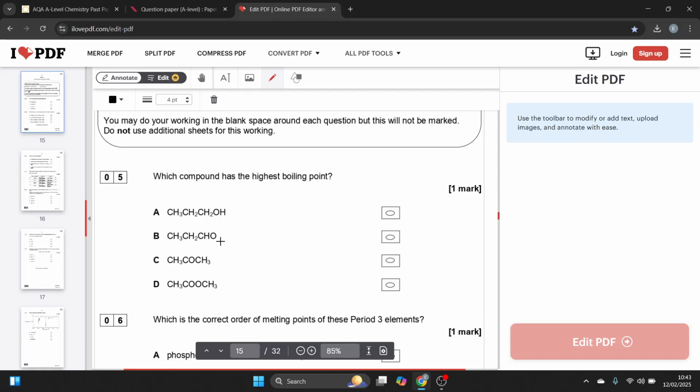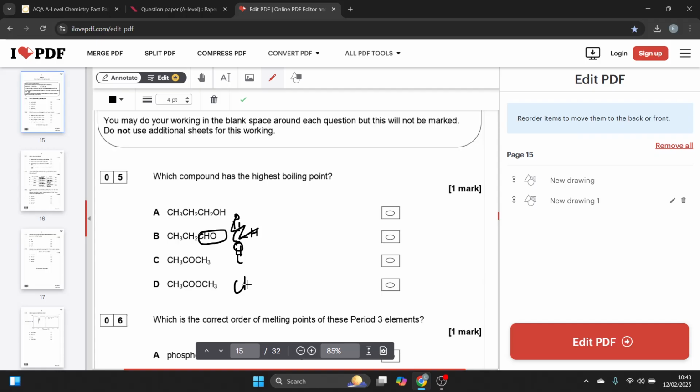If I look at B, that definitely doesn't, because that's an aldehyde, so it's not that. Look at C, that's a ketone, so it's going to be like that. And if I look at D, that is an ester, so it's going to be like CH3, C double bond O, then O, CH3, something like that. So therefore the answer must be A, and it makes sense. If you look at A, this oxygen is bonded to this hydrogen.